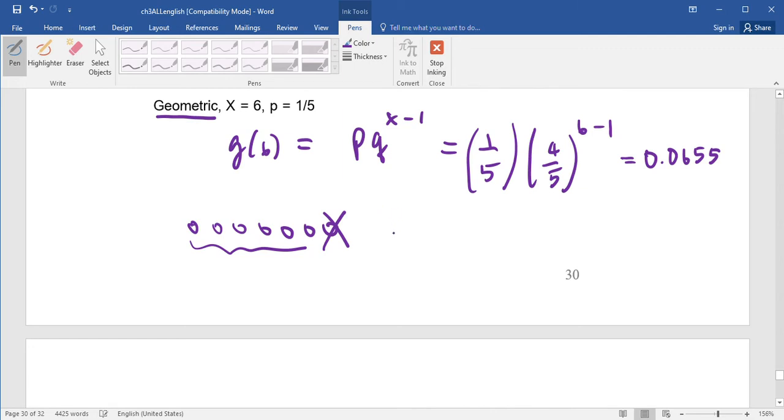The chance of getting success for the first time, and X represents the total number of experiments done. Okay, this is the total number of experiments done. X is 7. You have to do it 7 times to get success for the first time.